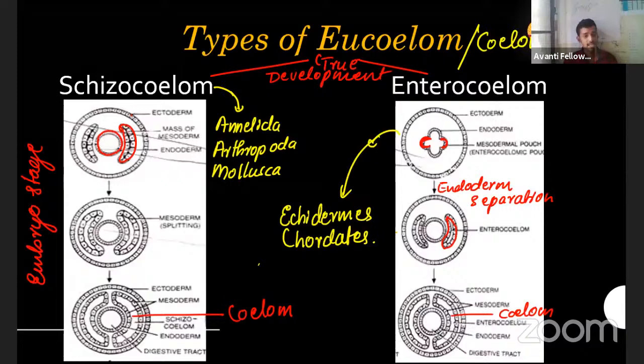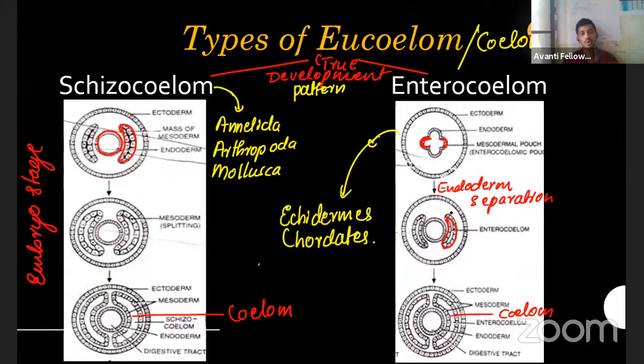So what is happening here? I'm repeating again. Schizocoelom means the coelom which is separated or developed from the mass of mesoderm only, and enterocoelom means the coelom which develops from the mesodermal pouch attached to the endoderm. But at last, both of them form exactly the same kind of coelom. This differentiation is only based on developmental pattern. Then why do we have to study this? Schizocoelom is the initial one, that means it started in Annelida, Arthropoda, Mollusca. During evolution, the schizocoelom turned into enterocoelom, that means in higher organisms like echinoderms and chordates, that means us, you can find enterocoelom. It is coelom only, but on the basis of development we have two different names.